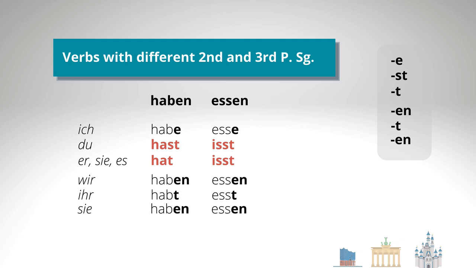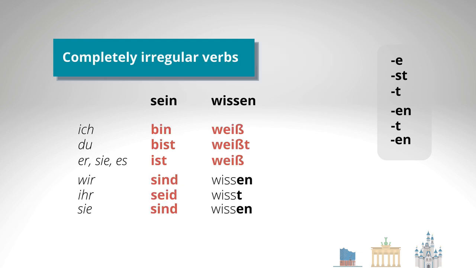Now finally, let's take a look at 2 completely irregular verbs. There is one that's really striking the eye, and it's the verb sein, to be. Sein is completely irregular, just like in English. I mean, think about it. To be. I am, you are, he, she, it is, we are, you are, they are. That's completely different from a regular verb in English, like to play, for example. I play, you play, he, she, it plays, we play, you play, they play.